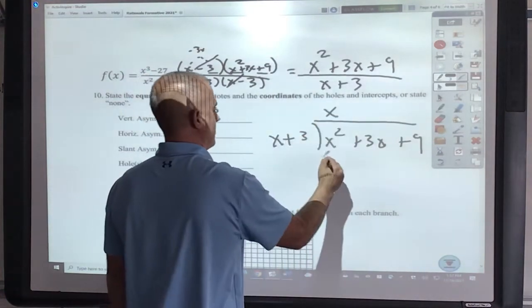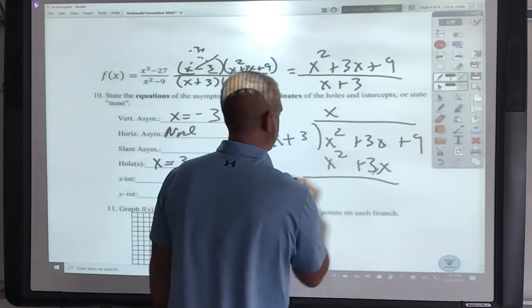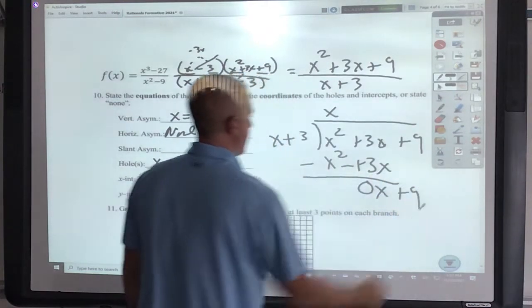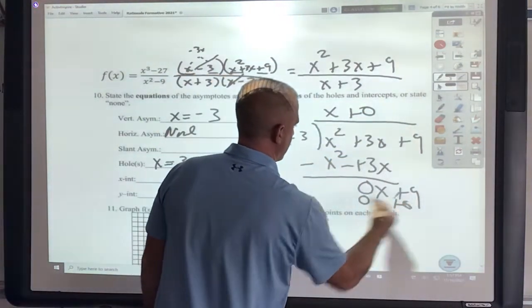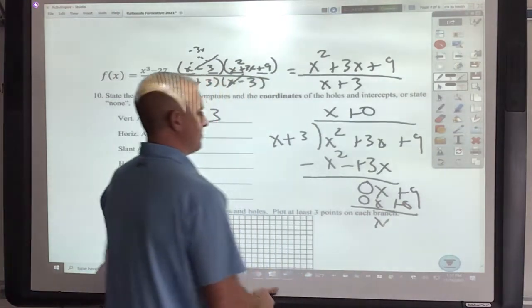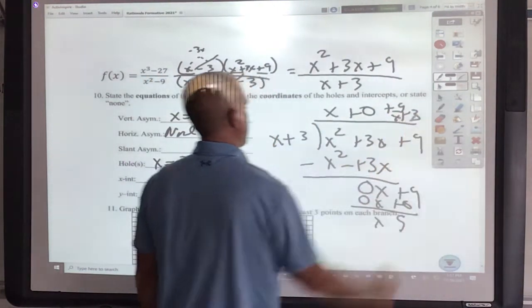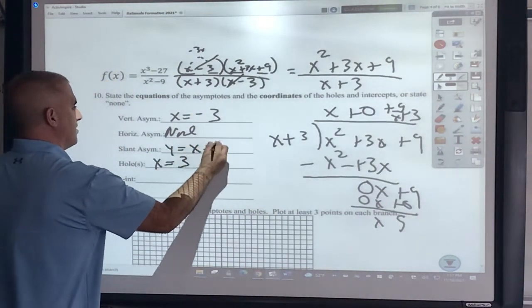So x times that would be x squared. X times that would be 3x. Minus a minus, that's 0x. With a plus 9, so that's going to be plus 0. And that'd be 0x and 0. So it's going to be 9. Now, my slant asymptote is y equals x plus 0.